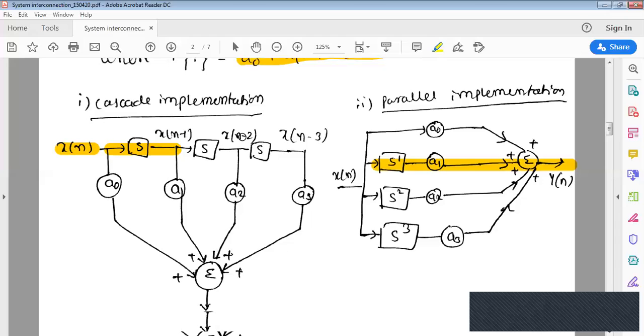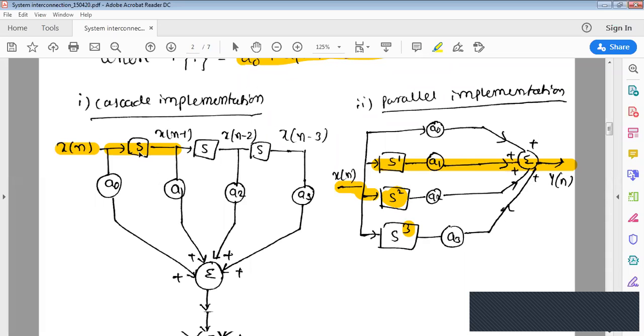Now I should implement x of n minus 2. But what is available to me is only x of n. Therefore, I will delay it by 2 time units. That will give me x of n minus 2. I'll multiply by a2 to get me the final answer. Similarly, x of n, I'm going to delay it by 3 time units. That will give me this one. Hence, multiplying by a3, I'm going to get the answer.